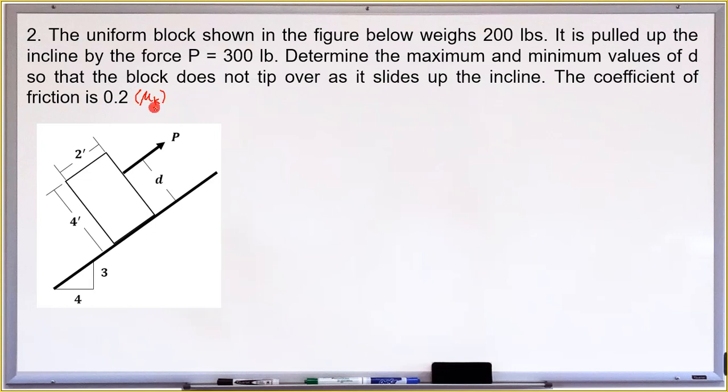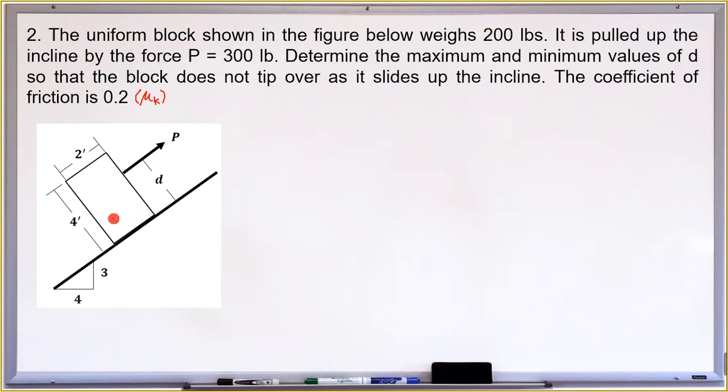Now, during our review on statics, we have two types of friction that an object experiences as it moves on a certain surface. So the first one is static friction, that is when it is just starting to move, while the second one is the kinetic friction, that is the friction experienced by the object under dynamic condition, or when it is moving, during motion.